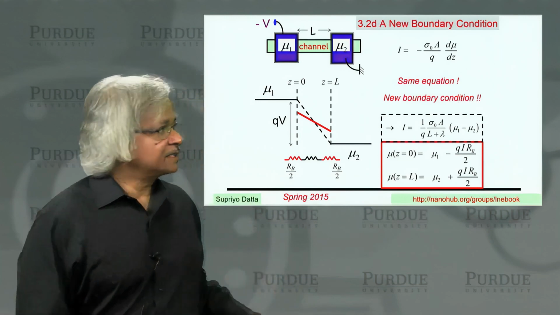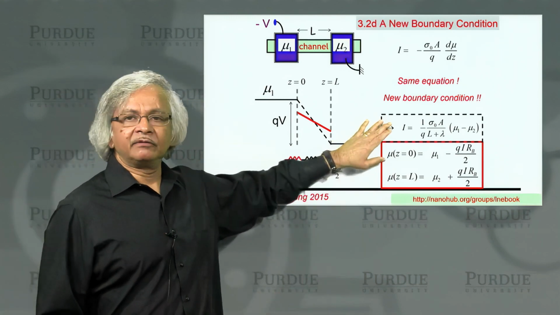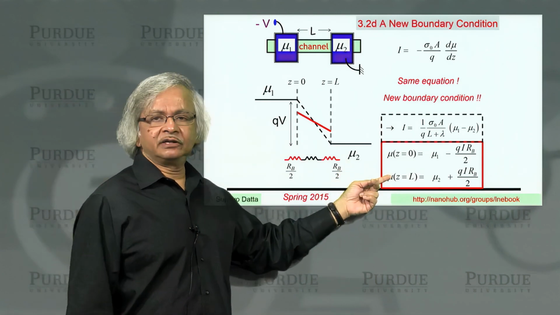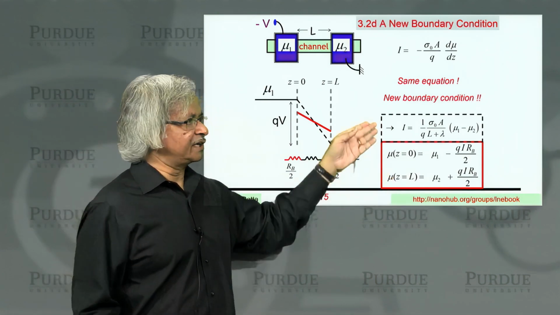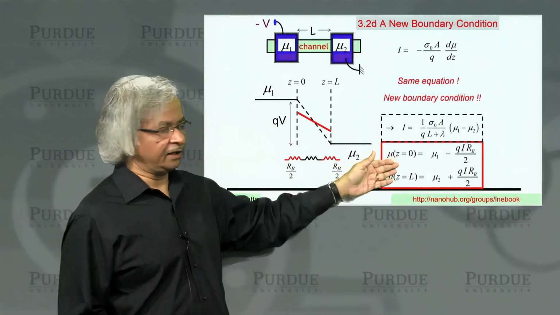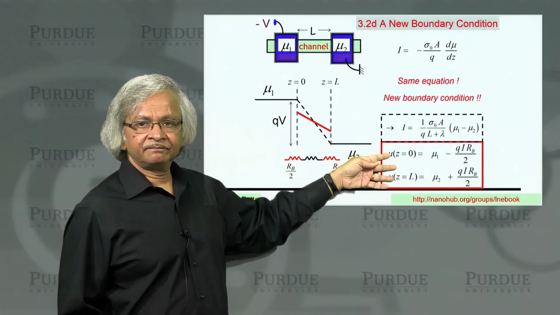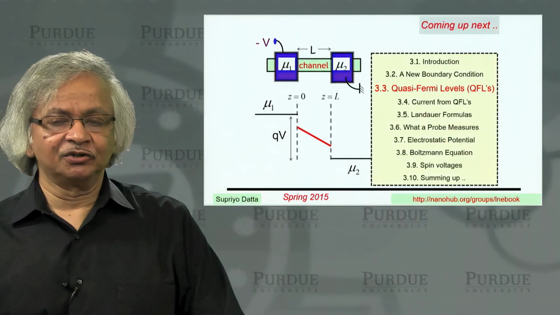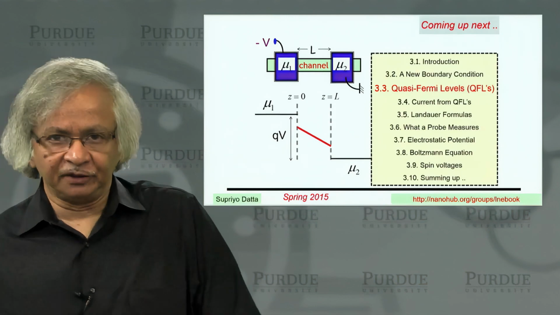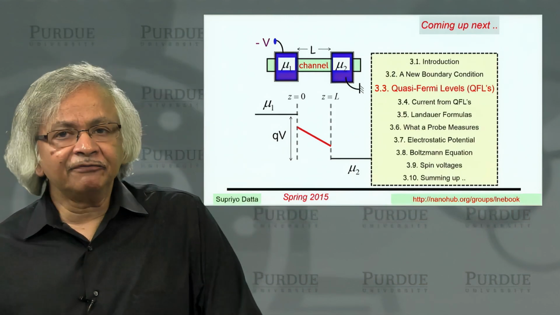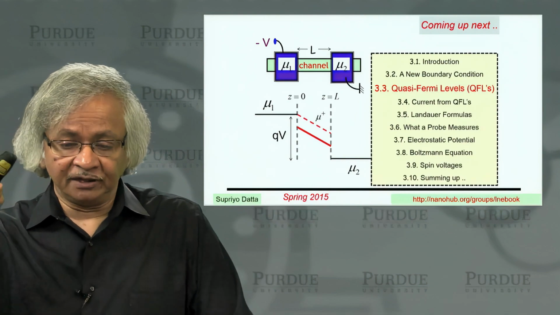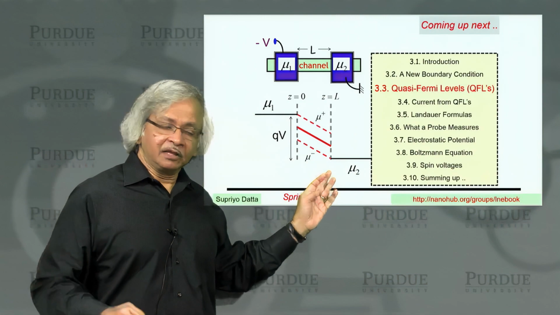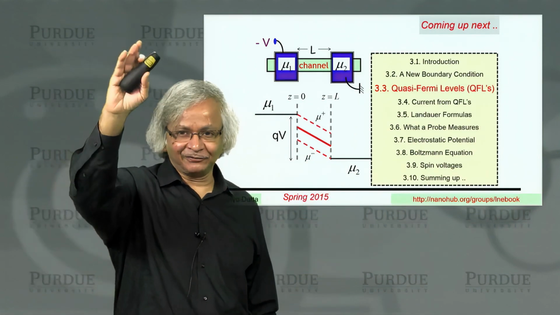So what we have shown you is that this boundary condition gets you the right answer. But what you might ask is, well, where did that boundary condition come from? I can see that it gets me the right answer, but you just put it in there. How can you justify this? Well, that's what we'll do in the next lecture, because this requires us to bring in this concept of quasi-Fermi levels. The idea that left-moving carriers have one quasi-Fermi level and right-moving carriers have another quasi-Fermi level. But I'm getting ahead of myself. That's for the next lecture.